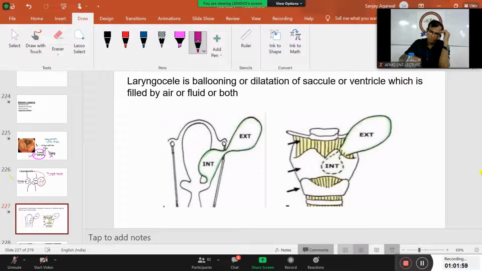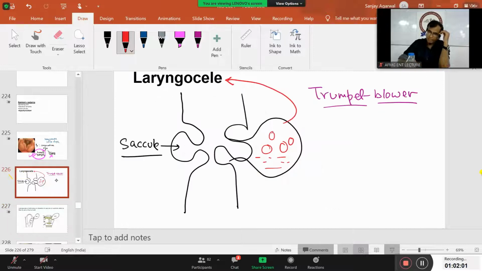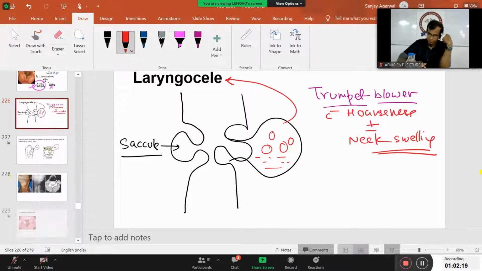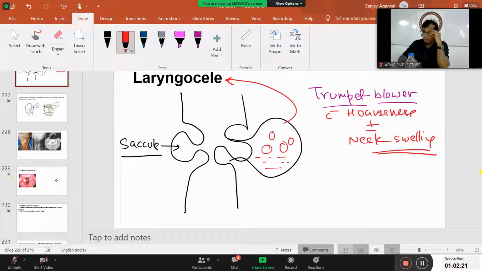The complaint is the same. What is the complaint? A trumpet blower with hoarseness of voice, plus or minus neck swelling. Who will have neck swelling? The one who is external. The one with internal cannot have a neck swelling. So a trumpet blower with hoarseness and neck swelling is a laryngocele patient.